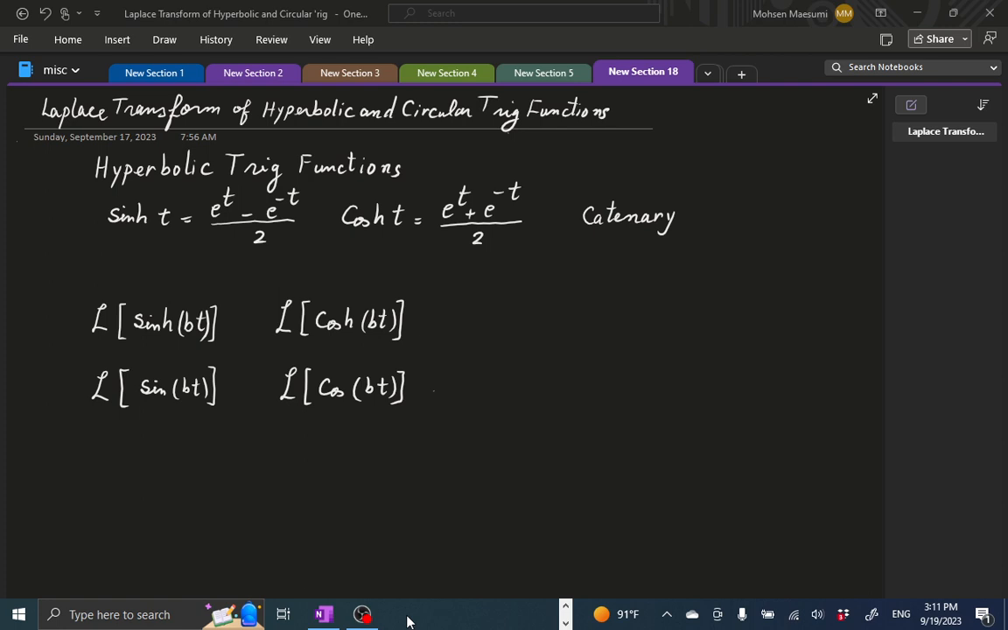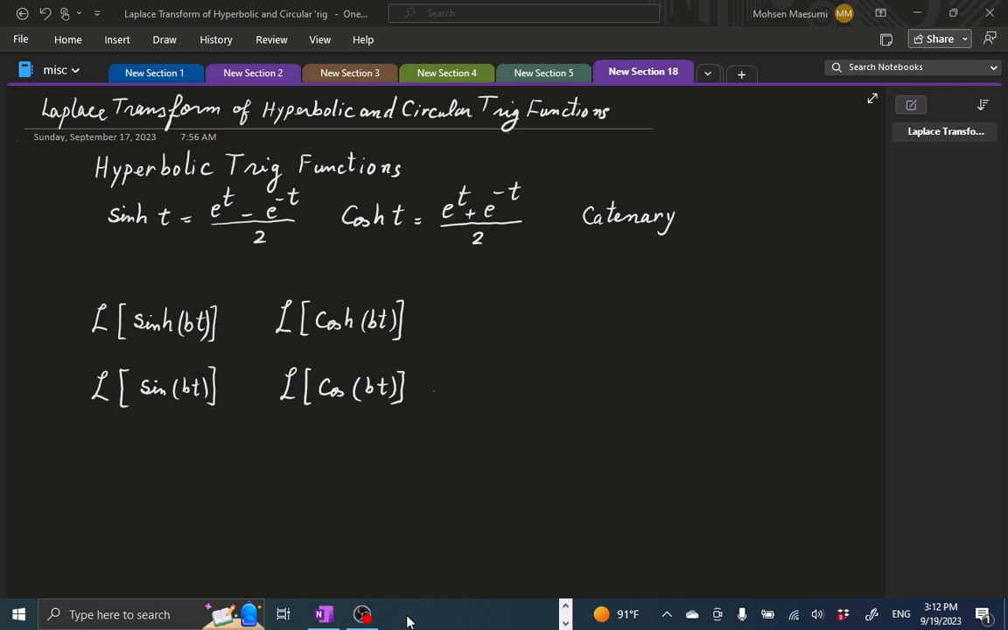We started with the basic introduction last time, and today we are going to take a look at hyperbolic and circular trig functions. Let me just say a few words about hyperbolic trig functions. Some of you might not remember it from calculus.